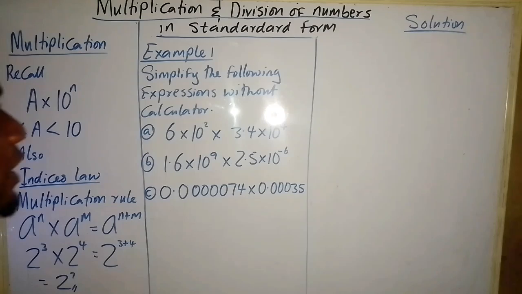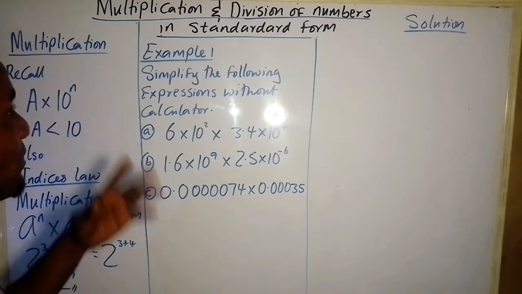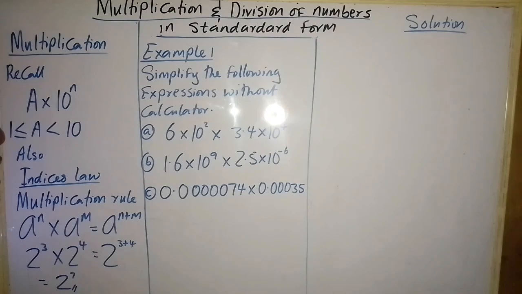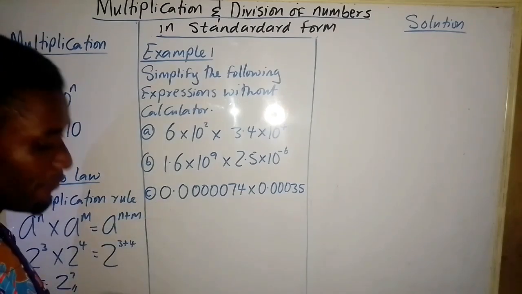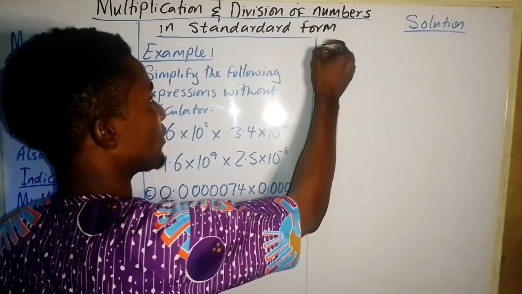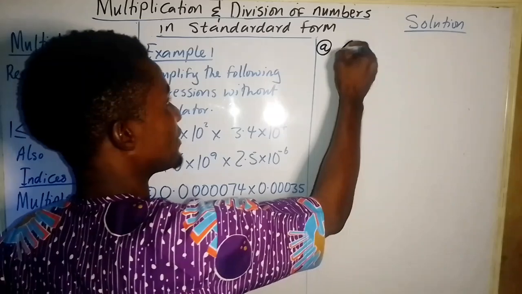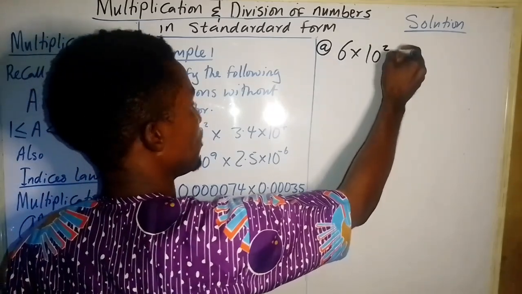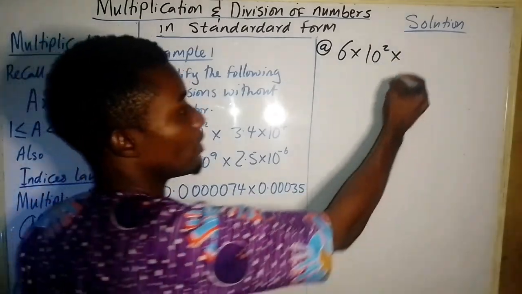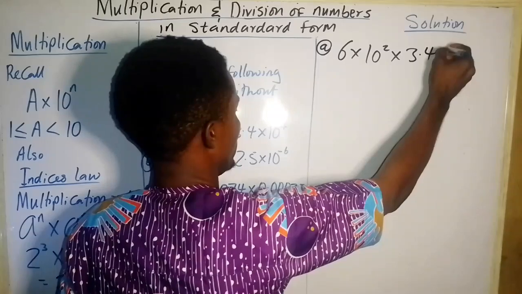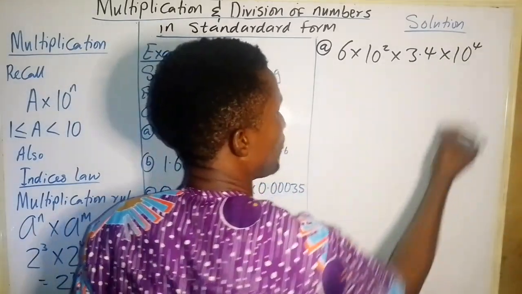Now, let's come to the examples we have. Our first example says, simplify the following expression without a calculator. To simplify this expression, the first one is 6 times 10 raised to power 2 times 3.4 times 10 raised to power 4.